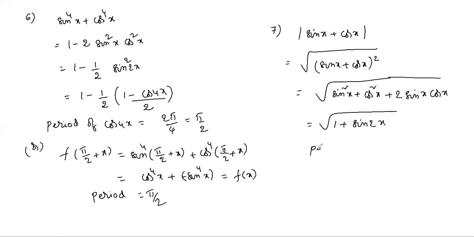Now the period of sin 2x is 2 pi by k, k is 2, so the answer is pi. Or you can verify with pi plus x, so you get the same. So the answer is pi.